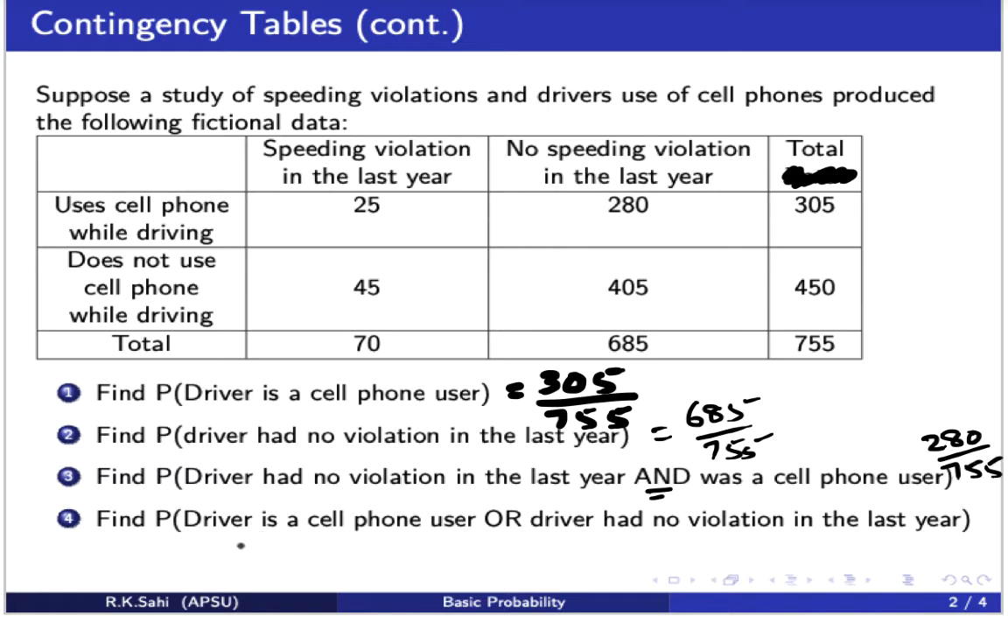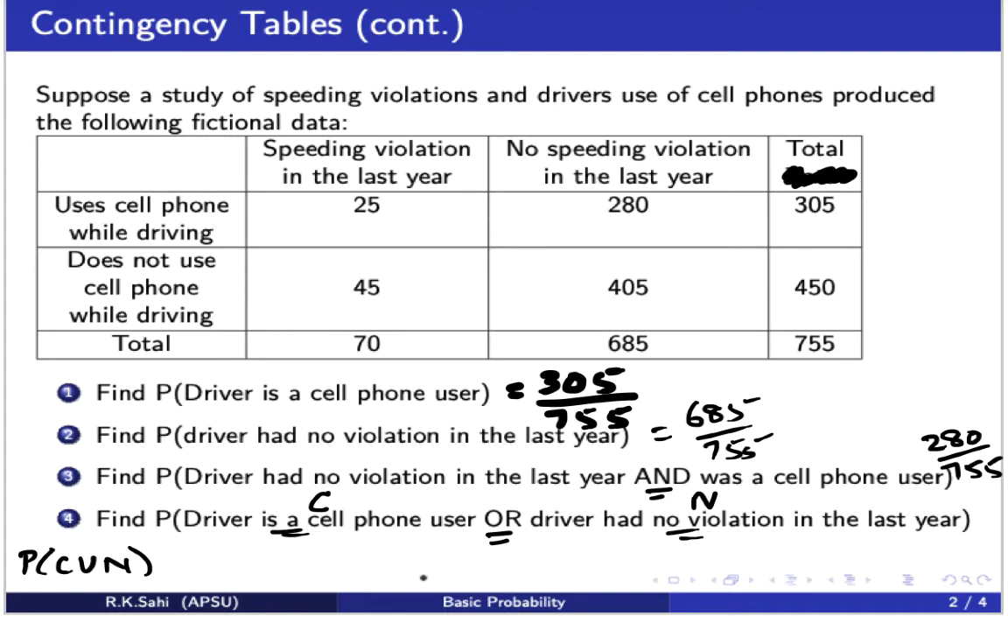Now, the last question: what is the probability that the driver is a cell phone user or a driver had no violations in the last year? So we are looking at a union. Let's say cell phone user is C and no violation is N. This is the event I'm using here. So we're looking at the probability of C union N. Remember, C is being a cell phone user.